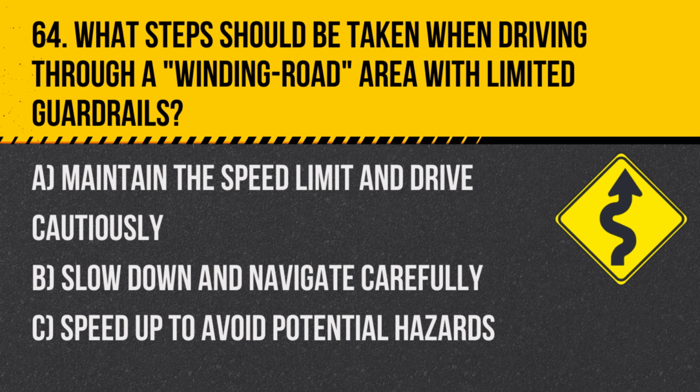Question 64. What steps should be taken when driving through a winding road area with limited guardrails? A. Maintain the speed limit and drive cautiously. B. Slow down and navigate carefully. C. Speed up to avoid potential hazards. Answer: B. Slow down and navigate carefully. Limited guardrails require extra caution.